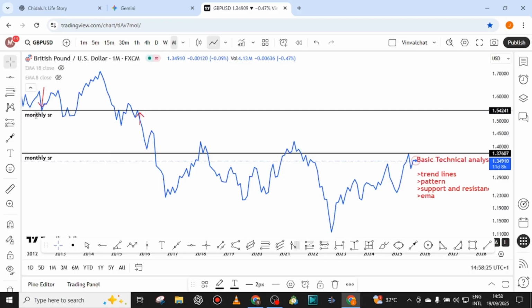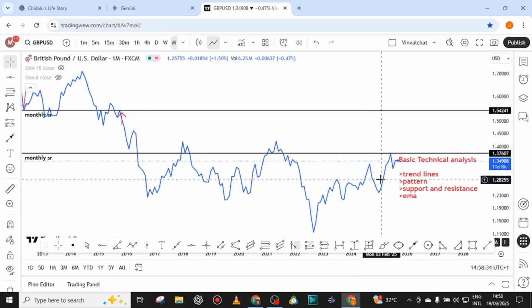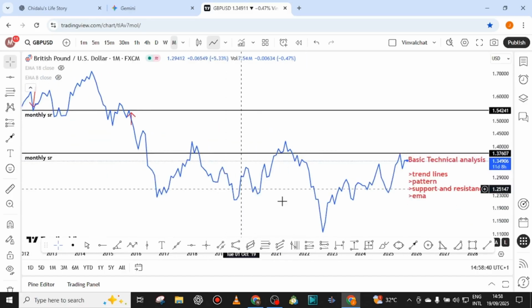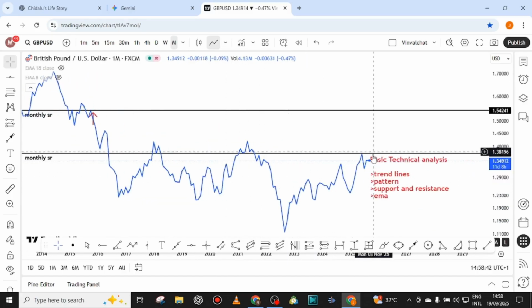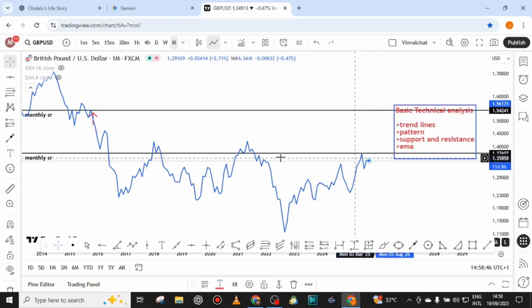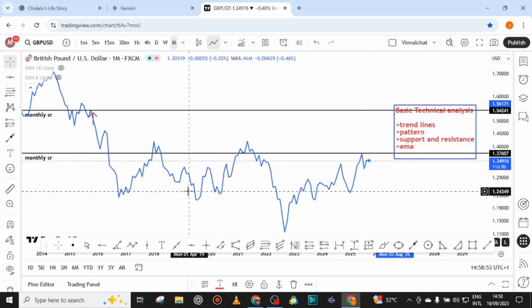You keep doing it as you move. You are going to make sure you use where price is currently. I don't want you to go back and forth. When marking your monthly SR, make sure you use where price is currently. You can see this is where price is currently. Make sure you are close within the range of where price is. Don't move back in time and start marking your monthly support and resistance.